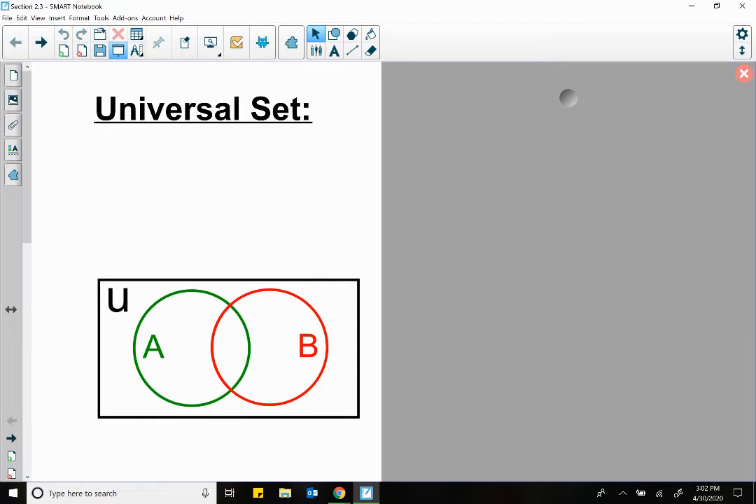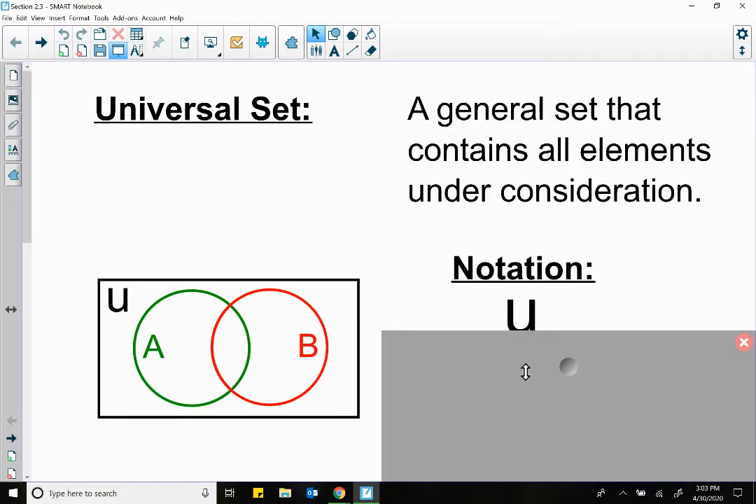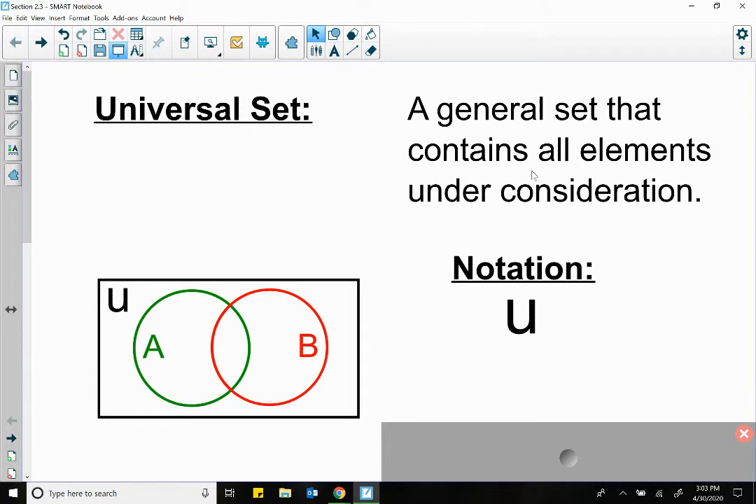Most of you have seen a Venn diagram that looks like this. There are just some things that I want to talk to you about. The first thing is what we call the universal set. This giant U right there is the notation for the universal set. And what universal set means is that it is a general set that contains all the elements under consideration. So inside this black rectangle, that's what we call the universal set.